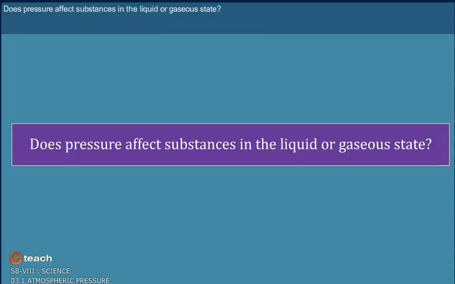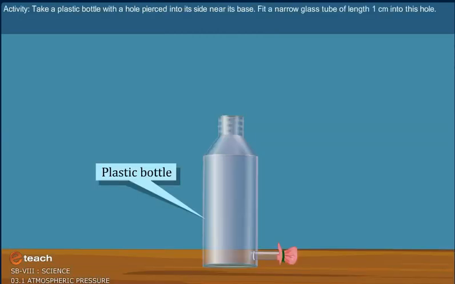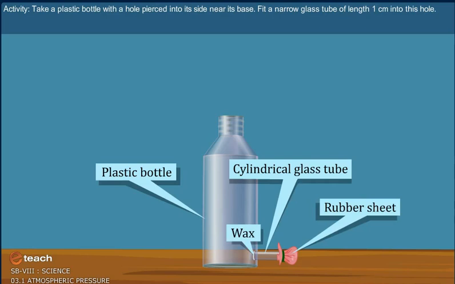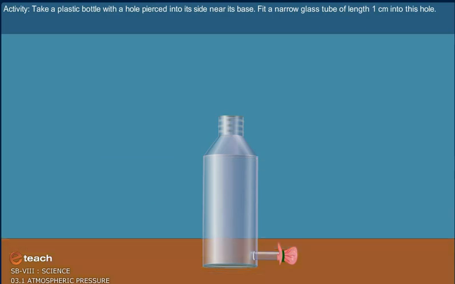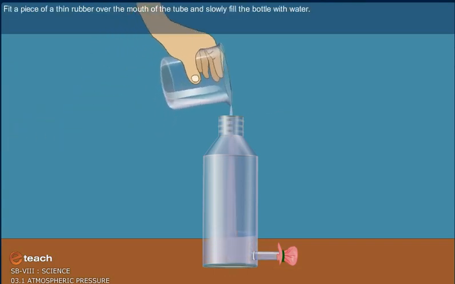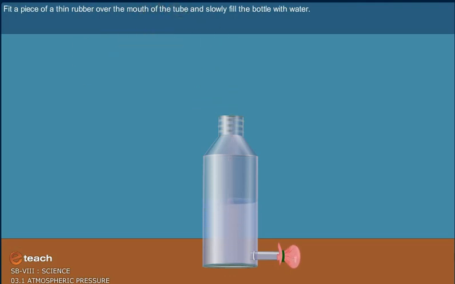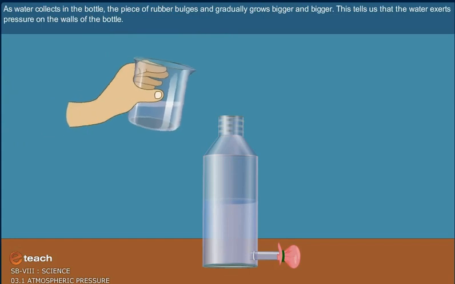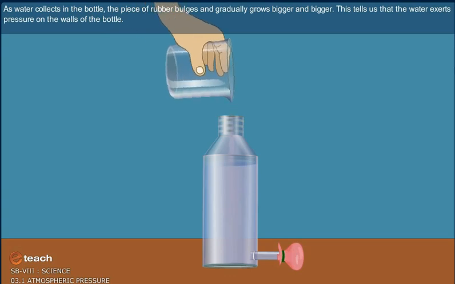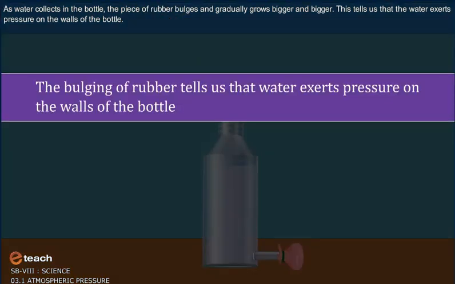Does pressure affect substances in the liquid or gaseous state? An activity. Take a plastic bottle with a hole pierced into its side near its base. Fit a narrow glass tube of length 1 centimeter into its hole. Fit a piece of thin rubber over the mouth of the tube and slowly fill the bottle with water. As water collects in the bottle, the piece of rubber bulges and gradually grows bigger and bigger. This tells us that the water exerts pressure on the walls of the bottle.